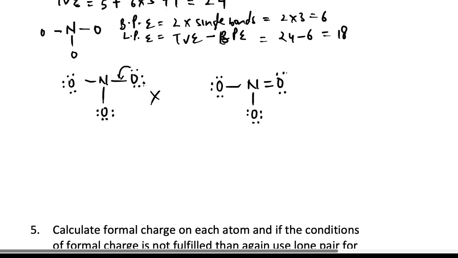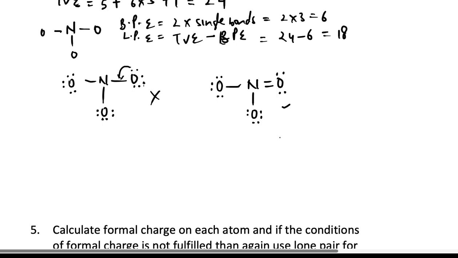Now let's calculate the octet. This oxygen: 1 2 3 4, each single bond considered twice, 5 6 7 8. So its octet is complete. This has already a complete octet. This also has a complete octet. What about this nitrogen? 2 4 5 6 7 8. So now this nitrogen also has a complete octet. So this is fulfilling the condition.